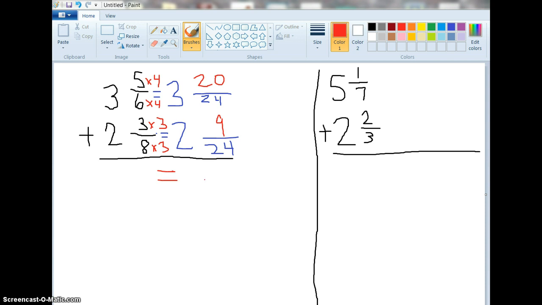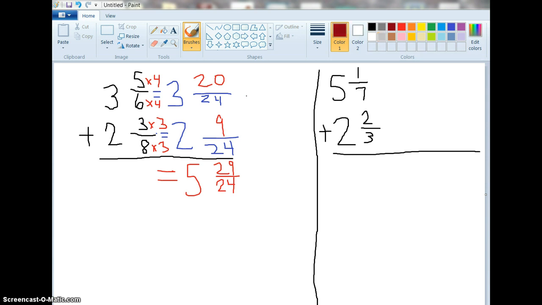Now add everything together, keep the 24. So we end up with 5 and 29 over 24. Technically, our answer is not in simplest form, so we need to convert the improper fraction part into a mixed number and add it to the 5.